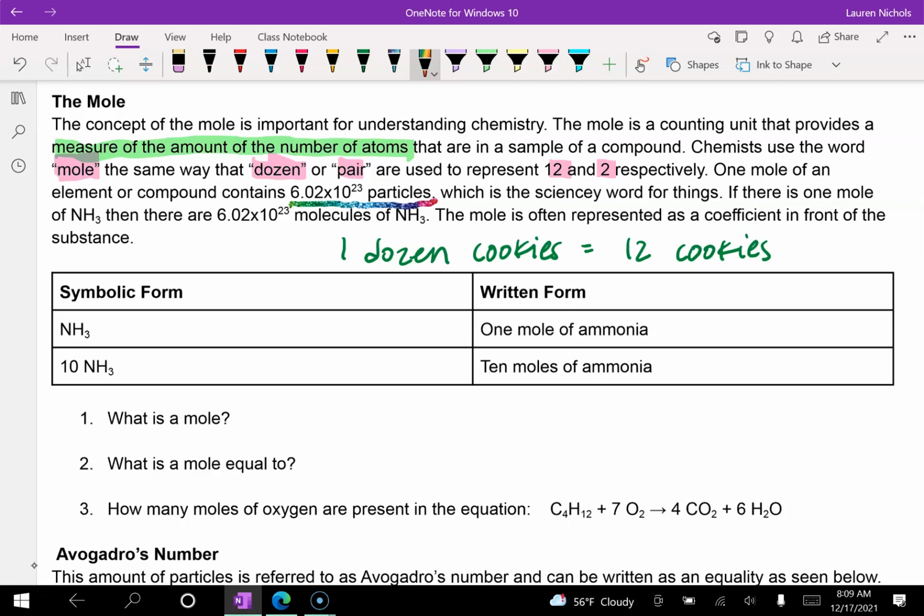And the mole is often represented as a coefficient in front of the substance. So we see that in balanced chemical equations like in first semester. So for example, if I just see NH3, I know that that means that I just have 1 mole of ammonia, because we know chemists are kind of lazy. We don't write the 1 in front. Whereas if I have a 10 NH3 right here, that means I have 10 moles of ammonia.